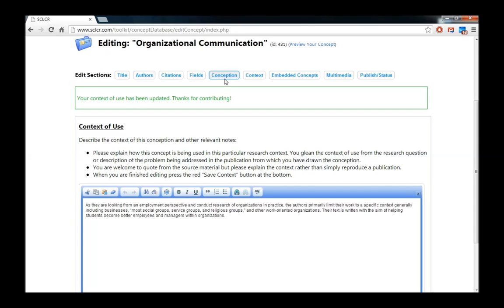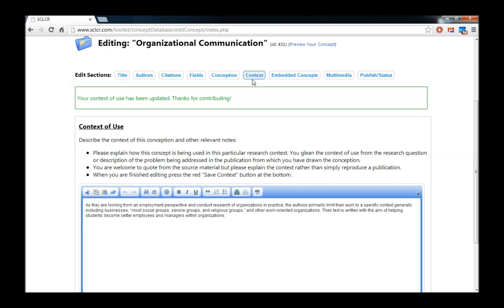So the difference between the conception and the context is that the conception is the specific way that your author or authors have conceived of the concept organizational communication. And the context is generally the time, the place, and the reason that they needed to conceptualize organizational communication. And so by explaining the context and their conception, it becomes very useful to understanding why they're talking about organizational communication and how they're talking about it.